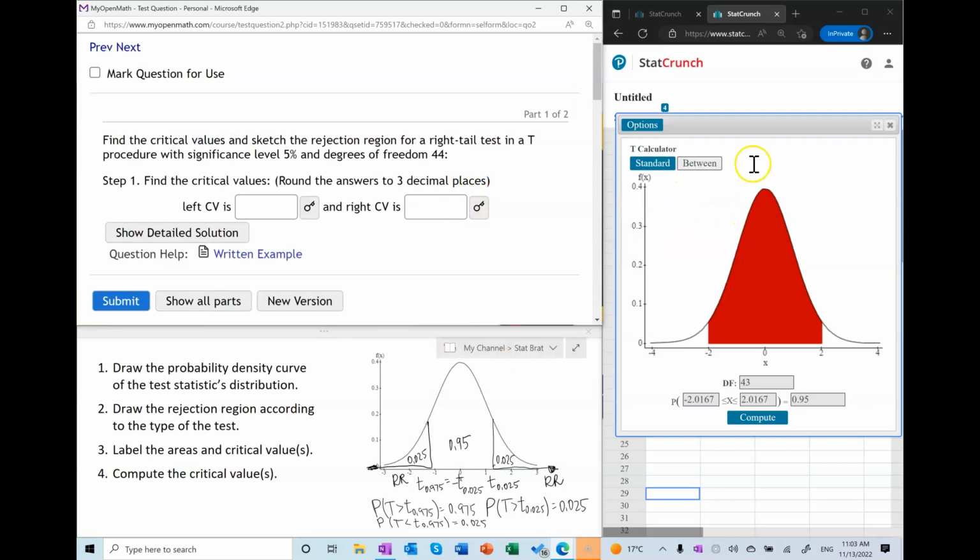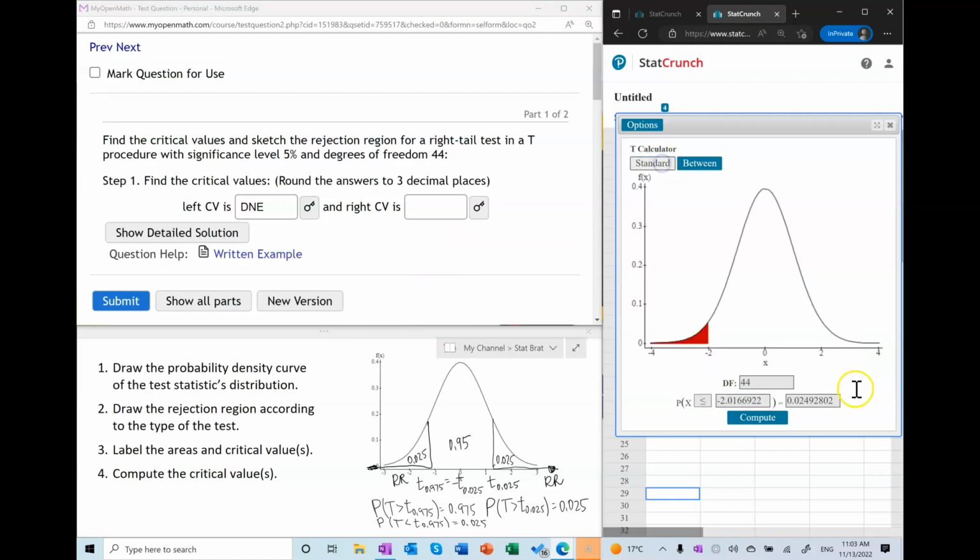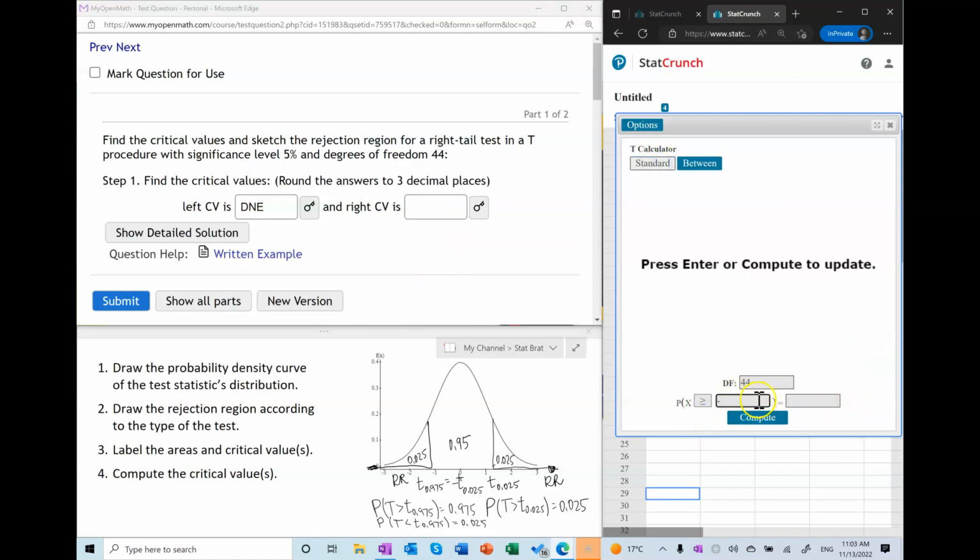So let me show you how to do these problems once again. Let's do one of each as an example, but this time I'm not going to spend time drawing out this diagram. I'm just going to go straight to StatCrunch and think out loud. So we have a right tail test. So in the right tail test, the left critical value does not exist. And also in the right tail test, the area to the right of the critical value is your alpha. So this is how we find it.